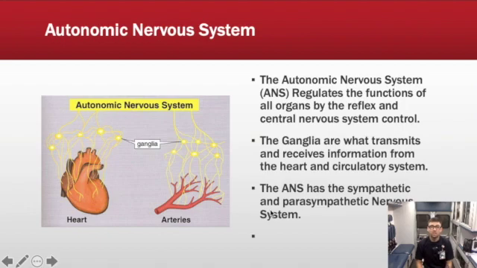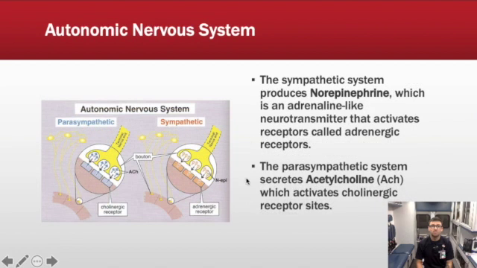So our autonomic nervous system regulates the functions of all organs by the reflex and central nervous system control. The ganglia, located here, are what transmits and receives information from the heart and the circulatory system. The autonomic nervous system has the sympathetic and parasympathetic nervous system located in it. The sympathetic system produces norepinephrine, which is an adrenaline-like neurotransmitter that activates receptors called adrenergic receptors. The parasympathetic system secretes acetylcholine, which activates the cholinergic receptor site.